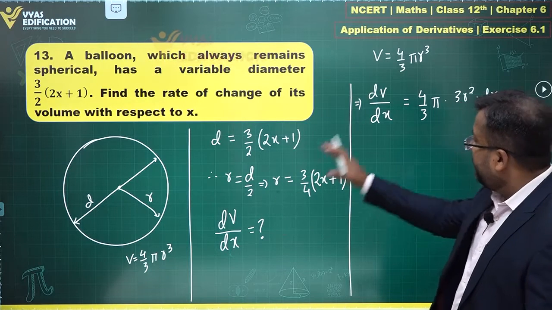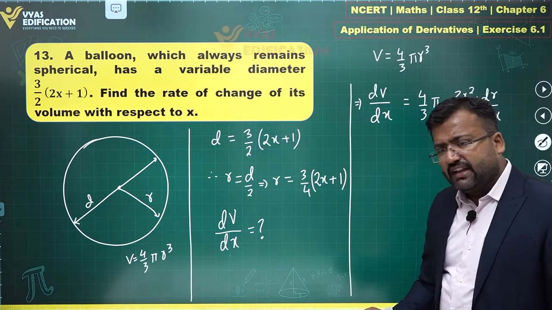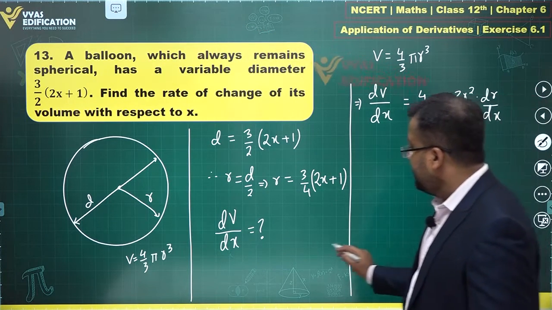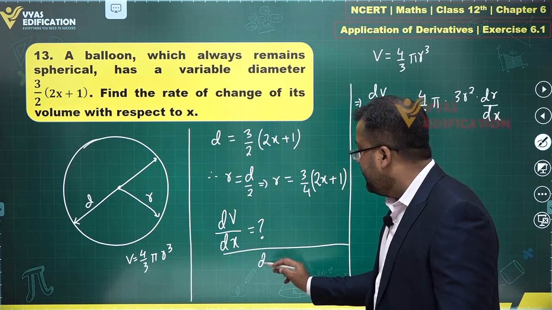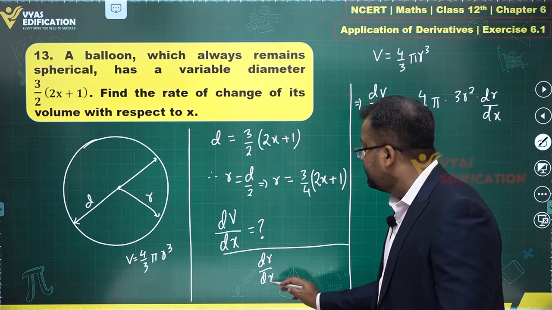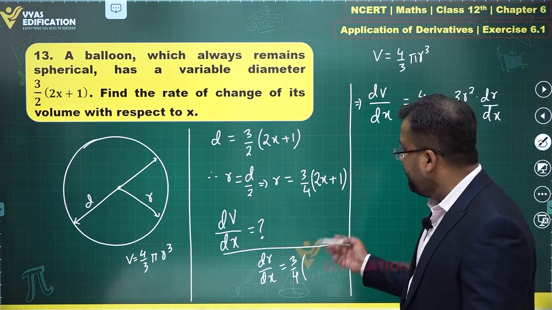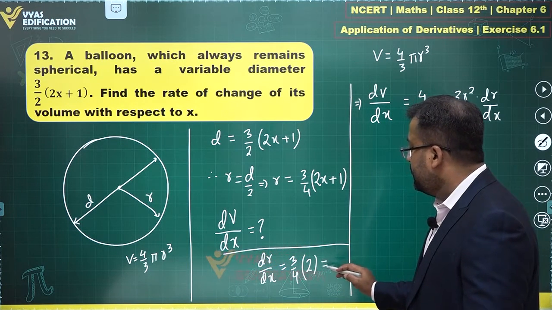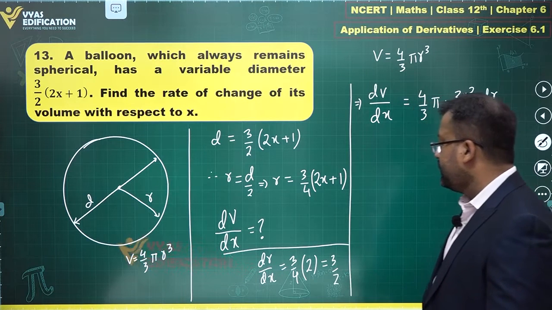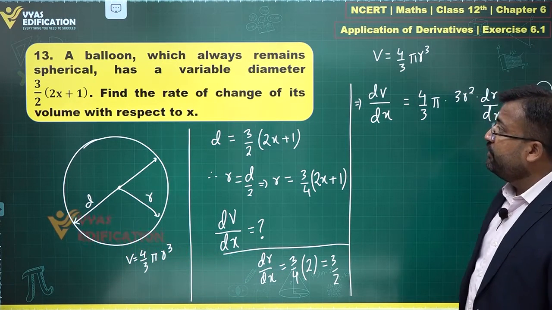Using this r, we can find dr by dx very easily, right? Yes. So let's find that dr by dx. dr by dx is equal to what? 3 by 4 is okay. The derivative of 2x is simply 2. So this is 3 by 2 actually. This is 3 by 2.